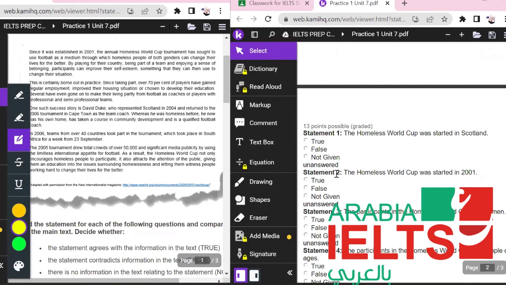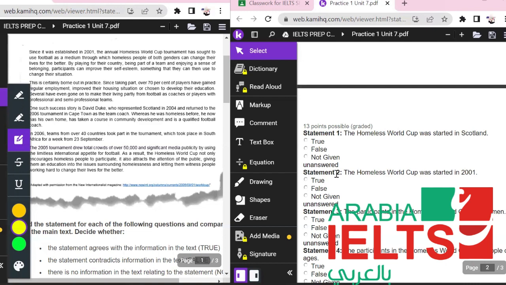Is it true? Is it false? Or is it not given? Not given. Correct. Bravo. So it's not given because it's not mentioned. The place where it started is not mentioned in the text. That's why it is not given.